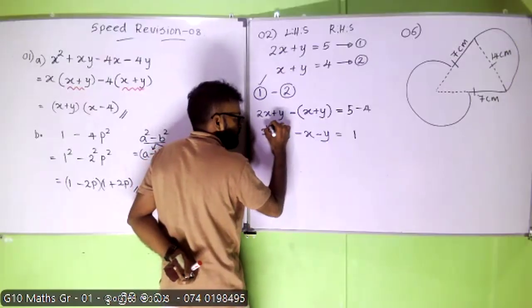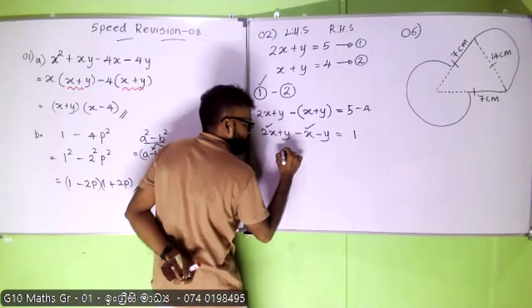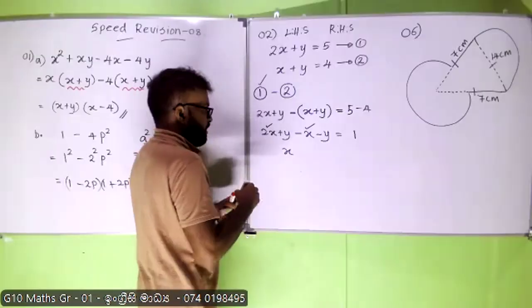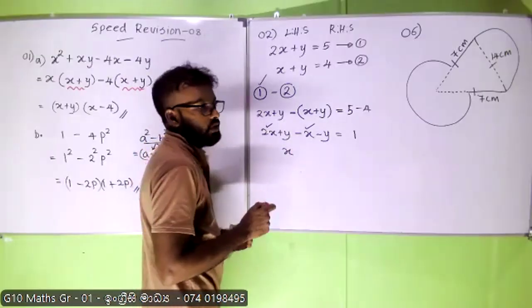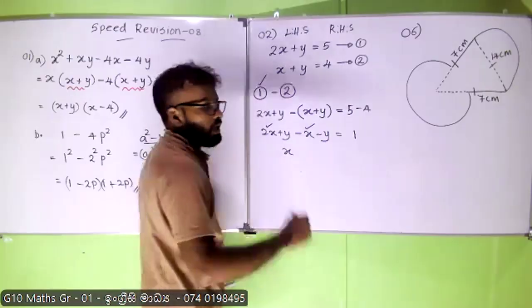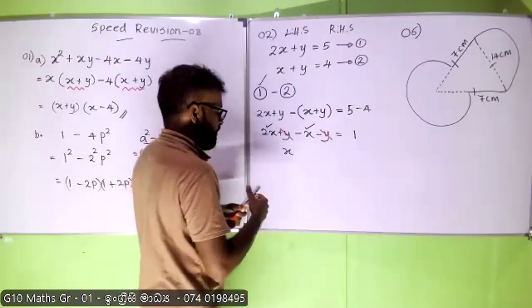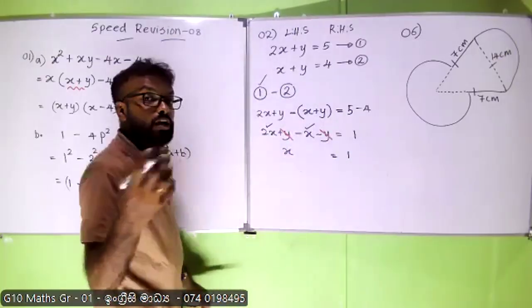2x. Now this is a like term and this is also a like term. 2x minus x, right? Positive apple, negative apple. I'm giving you and taking back, right? They cancel out, done. So the value of x equals 1. So now you know the value of x.